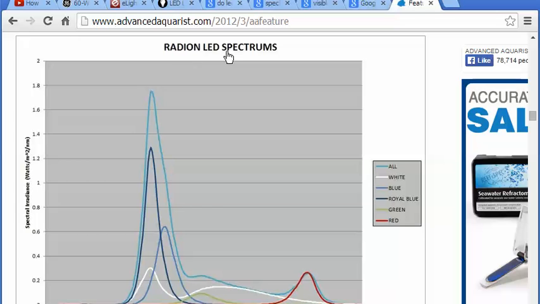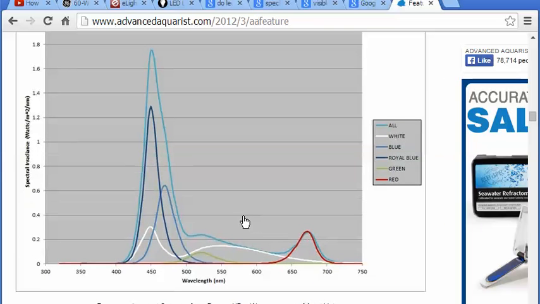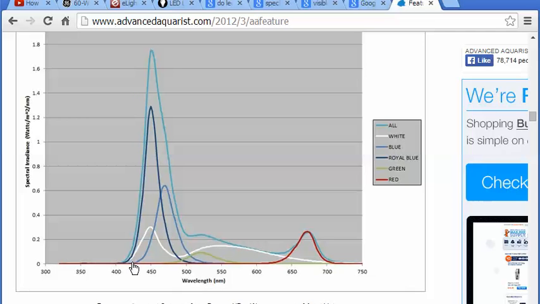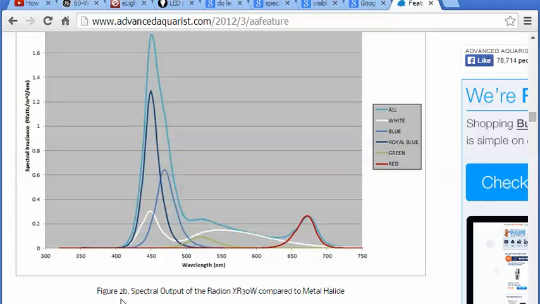And then they have the Radion LED spectrums, and these are different colors. I gather these are several different LED samples that they've manufactured. So they have the all spectrum, the white spectrum, the blue spectrum right here, and the royal blue spectrum. Oh, maybe that's the royal blue, and the green spectrum, and the red spectrum. But then it says spectral output of the Radion XR30W compared to the metal halide.